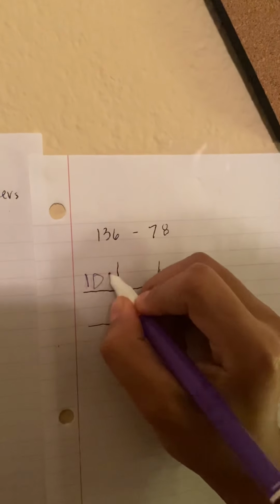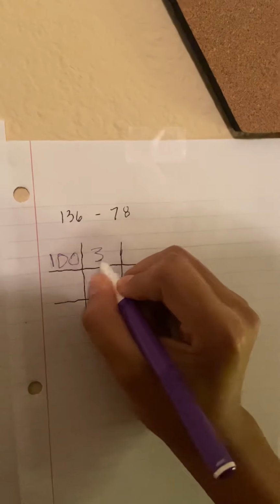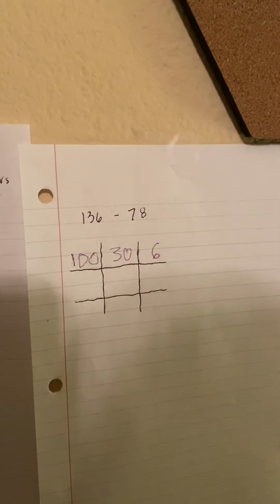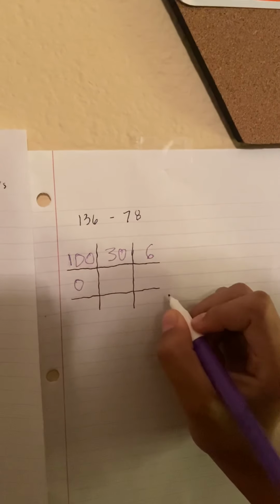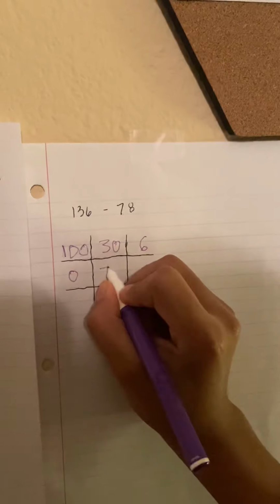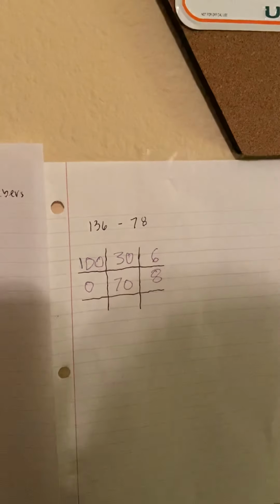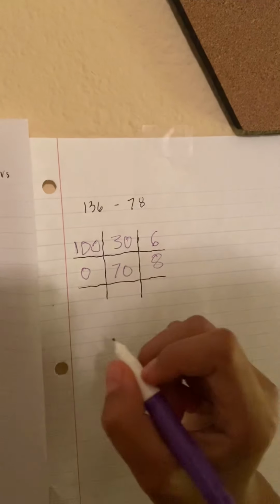Okay, we have 100. And in our tens place, what do we have? 30. In our ones place? 6. Okay, and for 78, what do we have in our hundreds place? 0, correct. In our tens place? 70. In our ones? 8. And if we subtract both of those numbers together, what do we get for the hundreds place?